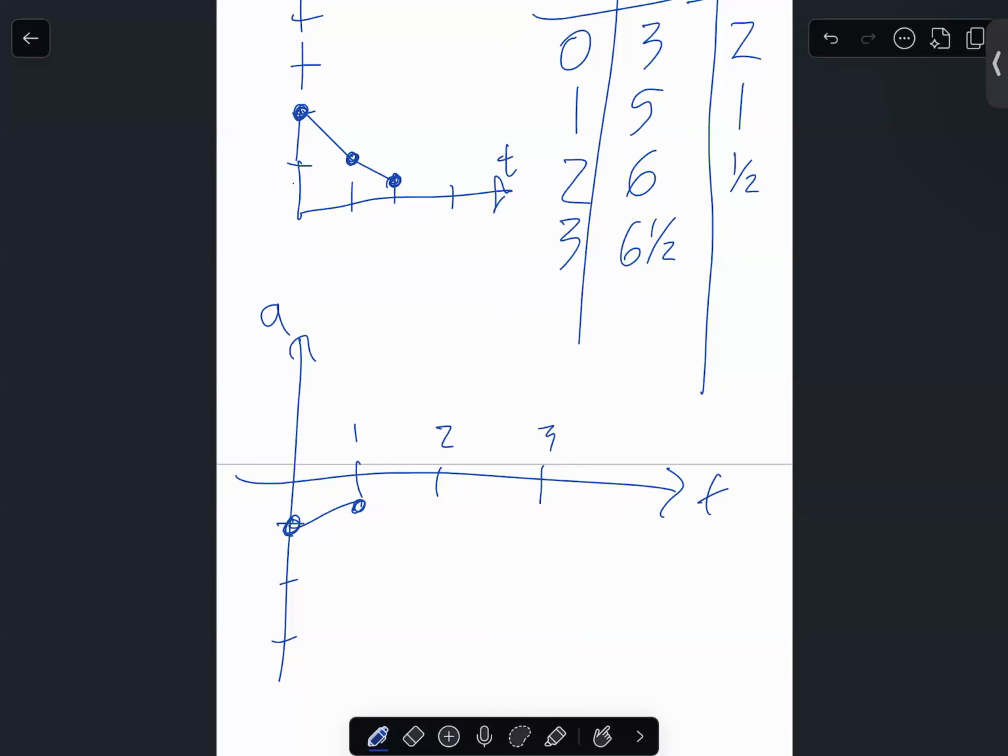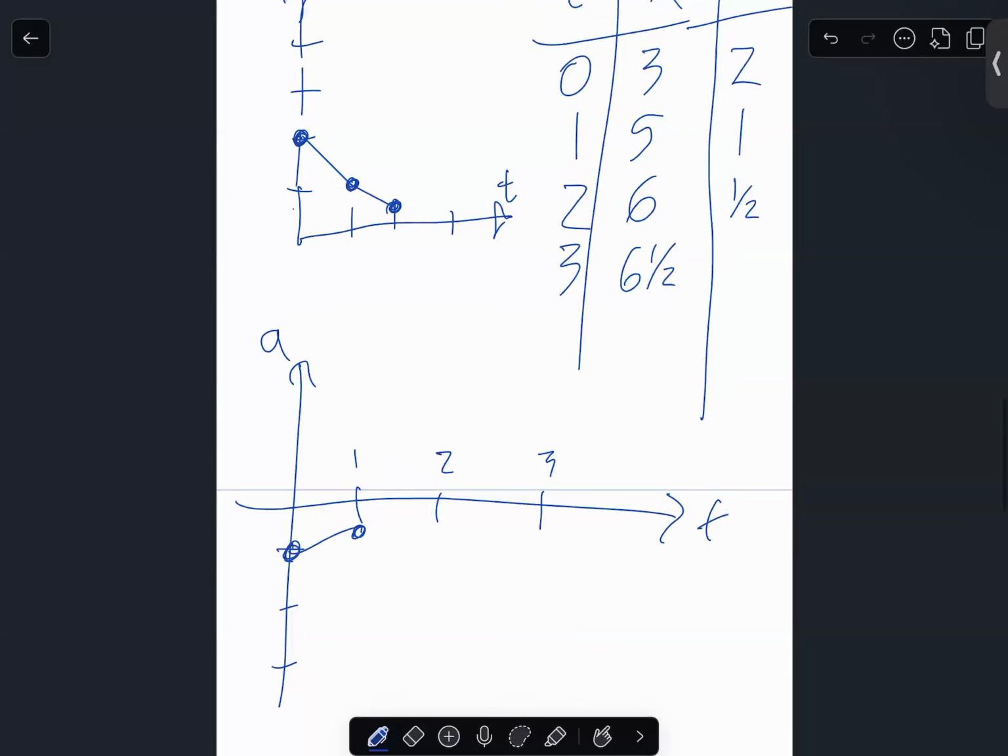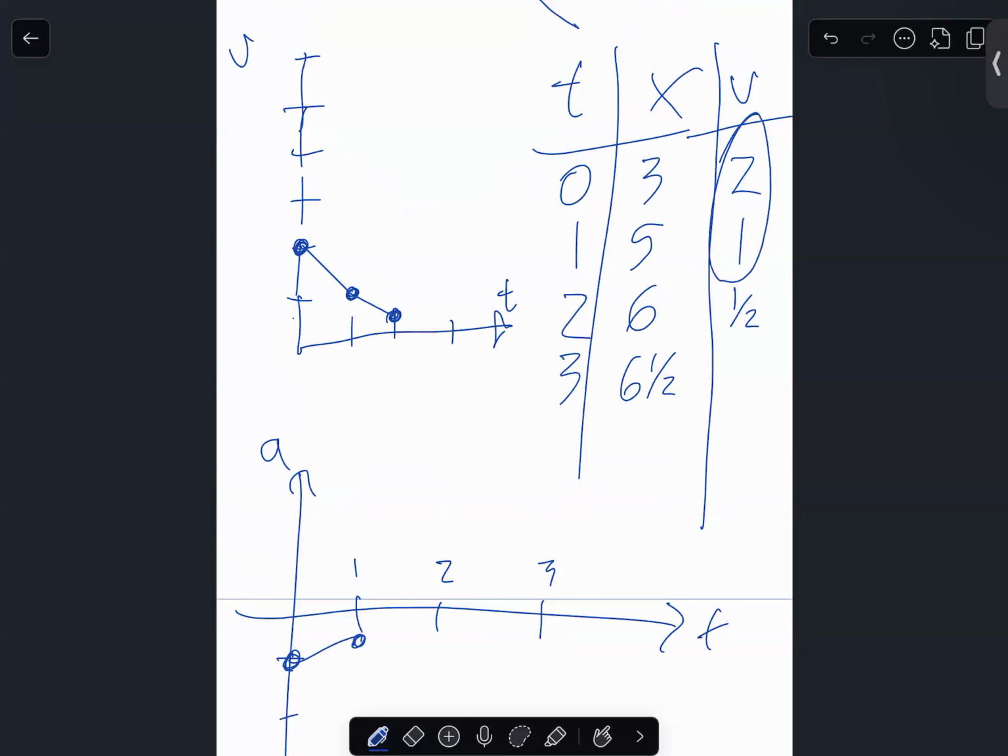slopey line. So how I did this, I looked at time 0. How did my velocity change? It was -1. The acceleration would be -1 divided by time interval 1, so -1/1. The slope of velocity gives me the value of acceleration.